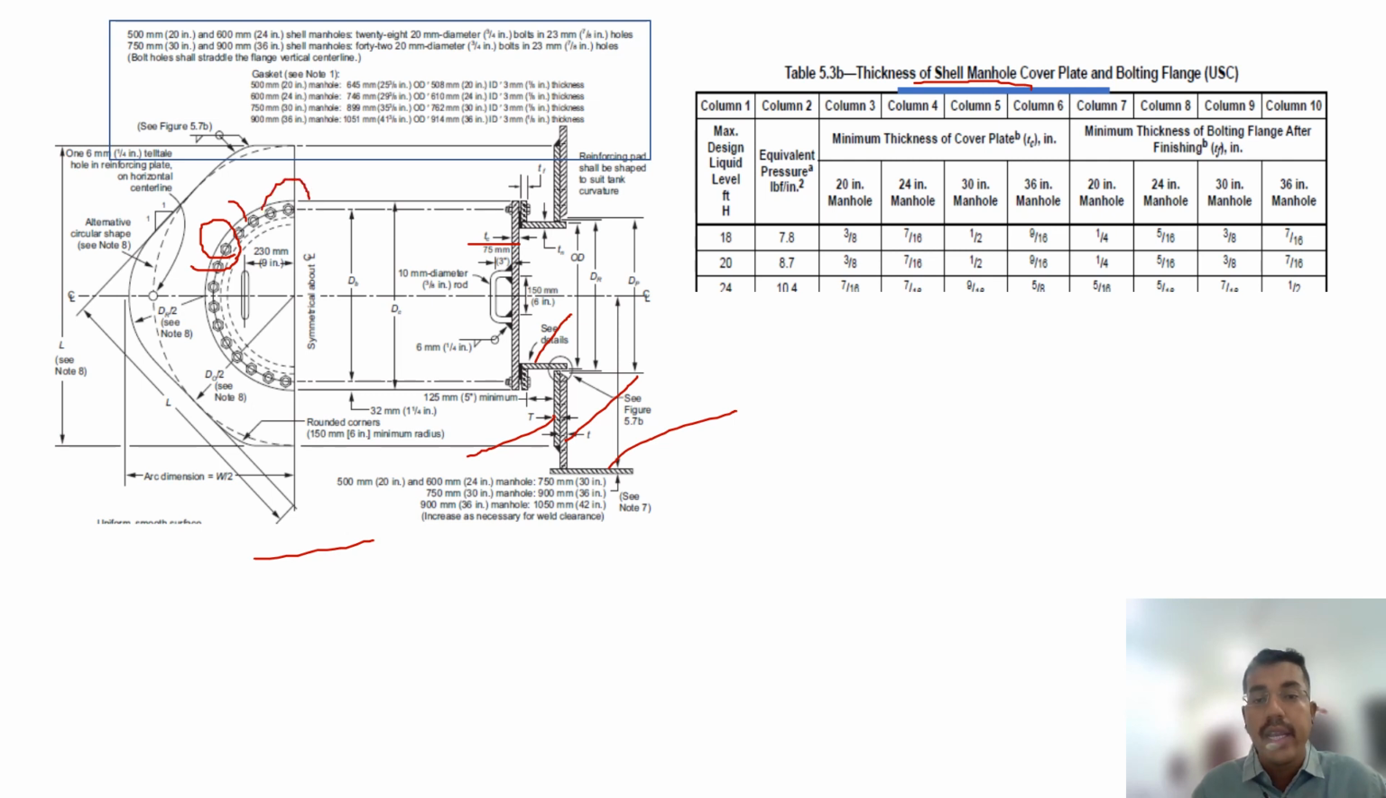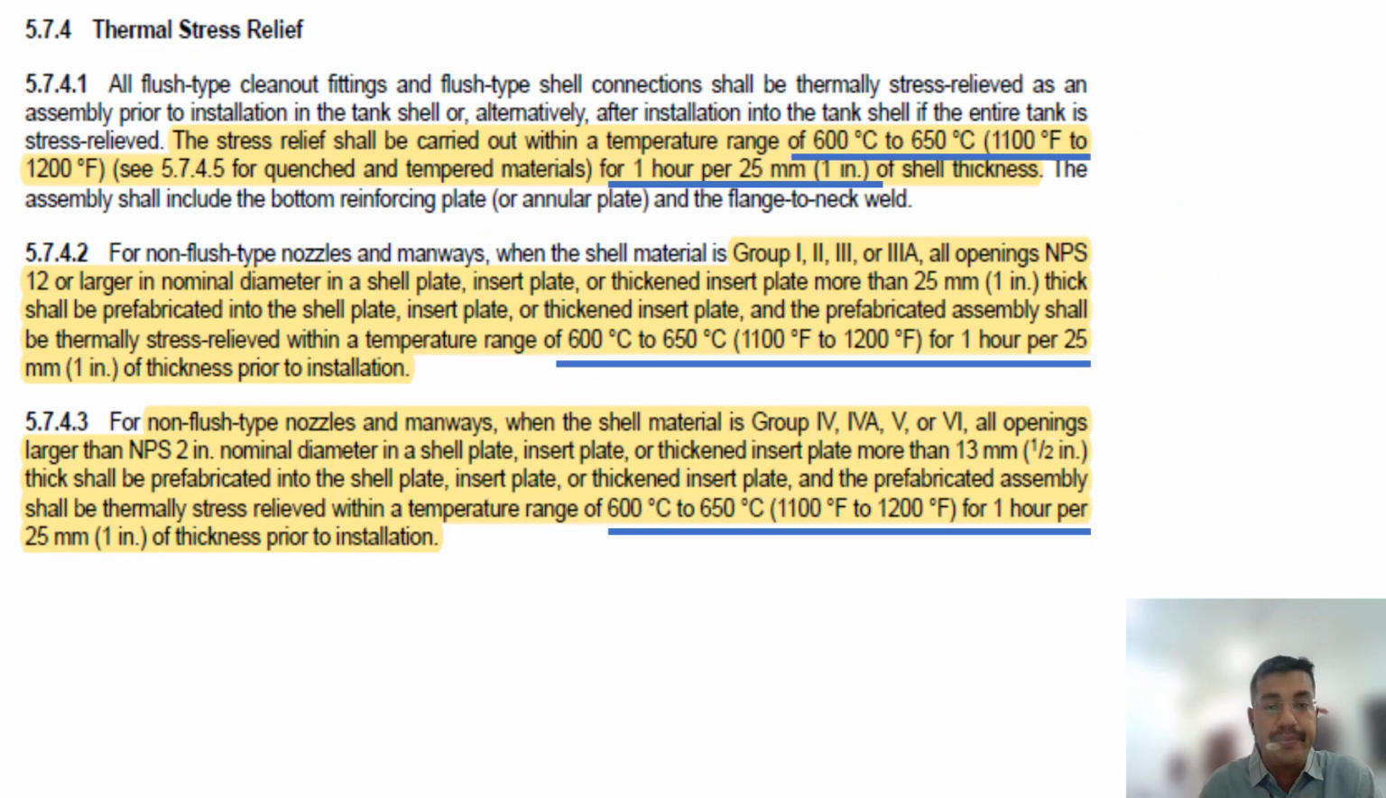As per the height, equivalent pressure, everything, they will ask you how much the minimum thickness of the bolt flange after finishing will be required. Based on those readings, you need to go to the table to get the answers. There is nothing big in this one. You only need to know where you can find it in API 650. Most of the questions are from Section 5, which is design.